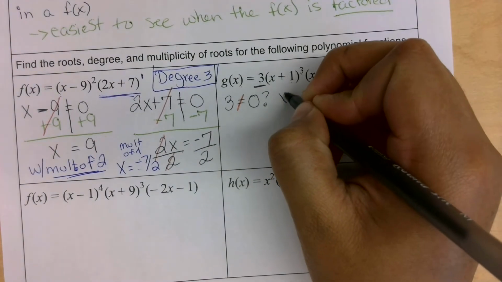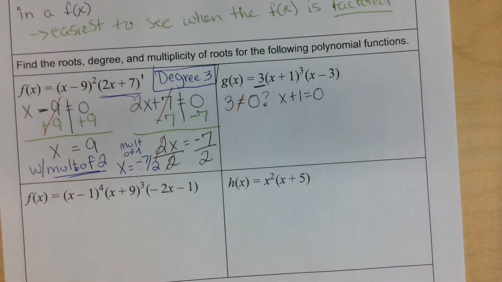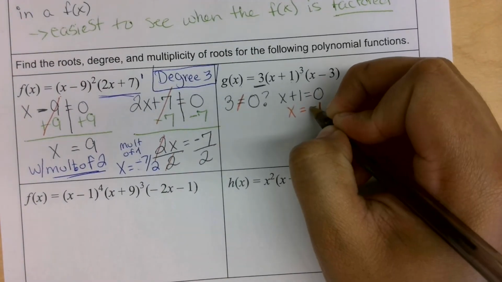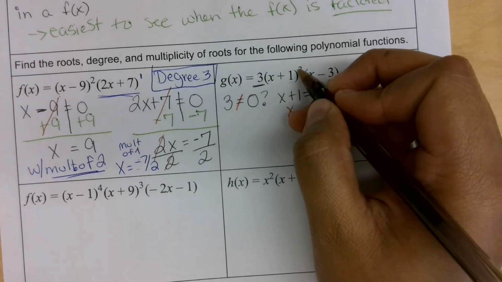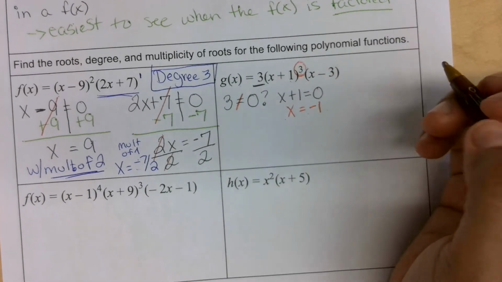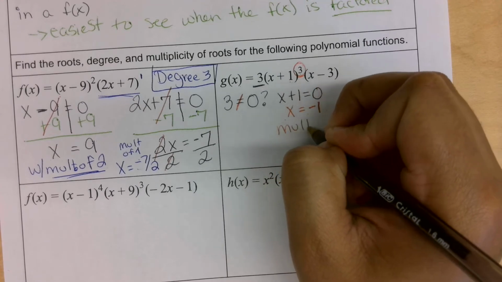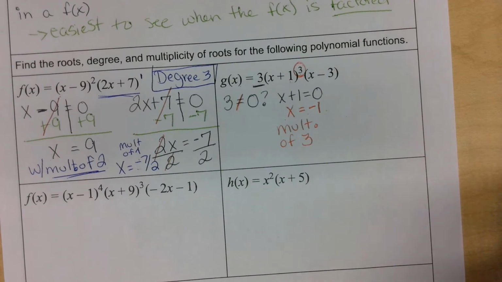Now we've got to look at x plus 1. What makes x plus 1 equal 0? Well, x plus 1 equals 0 if x is negative 1. I skipped these steps. So we have x equals negative 1. And how many times does it occur? It's on there 3 times because of the exponent. So this has a multiplicity of 3 because it occurs 3 times.